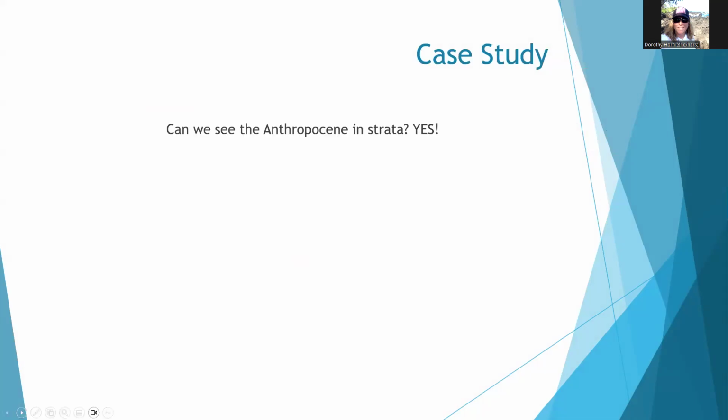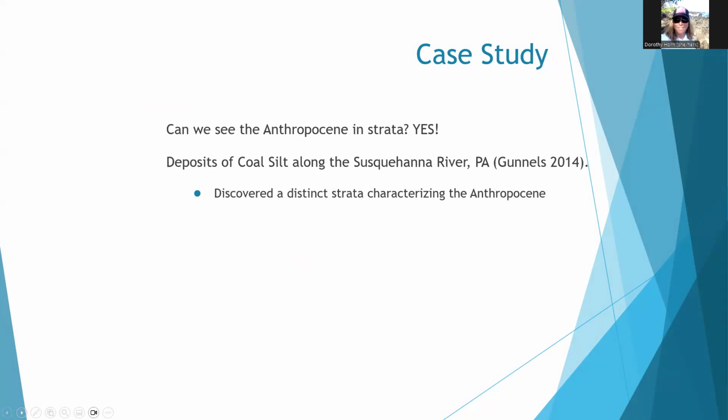So here's a case study. So can we see this in a strata? Yes, we sure can. So look at the deposits of coal along the Susquehanna River in Pennsylvania. They discovered a distinct strata characterizing the Anthropocene. So a strata is a section of rock, basically. If you want to learn more about that, take geology.